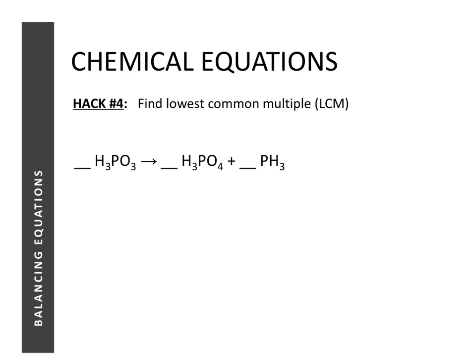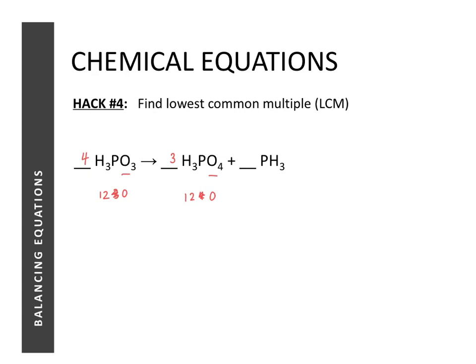Alright, so how do we apply hack number 4? Again, we got stuck with oxygen atoms, so we're going to start with oxygen atoms again, and again we are going to find the lowest common multiple for the number of oxygen atoms on the left and on the right. We have 3 oxygen atoms on the left, we have 4 oxygen atoms on the right. So the lowest common multiple again is 12. So how do we get 12? We add a 4 in front of H3PO3, and then we add a 3 in front of H3PO4. And once we do that, we'll end up with 12 oxygen atoms on the left and 12 oxygen atoms on the right.